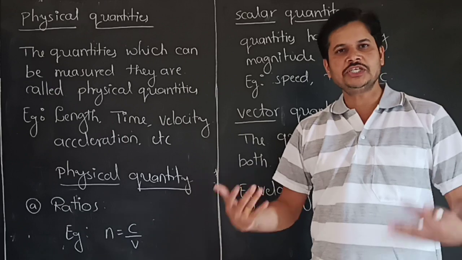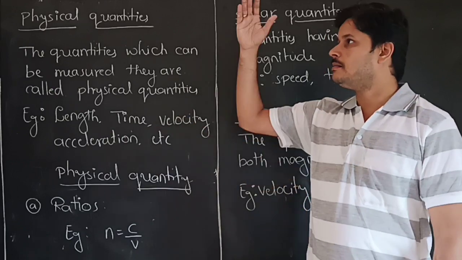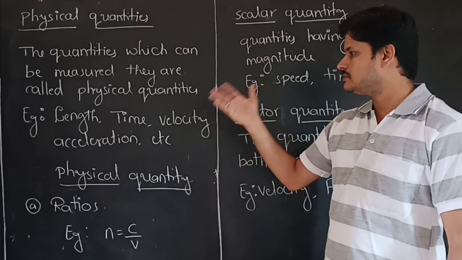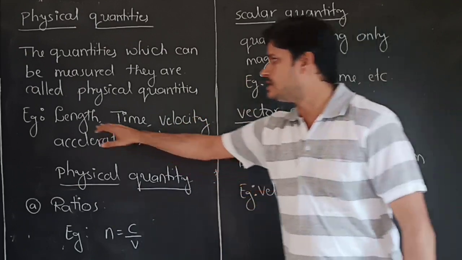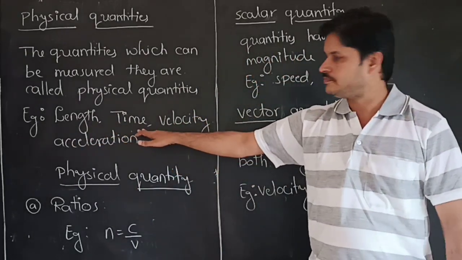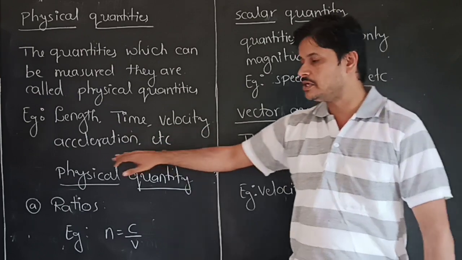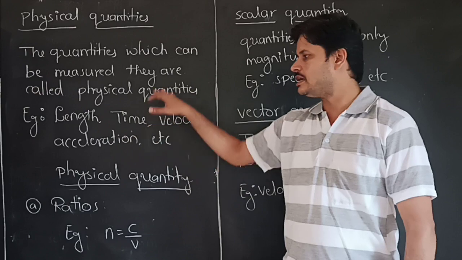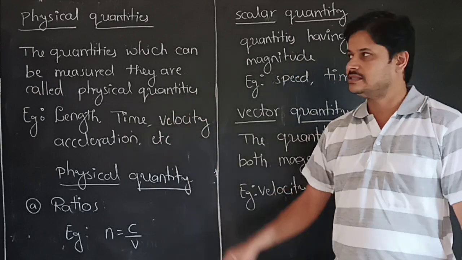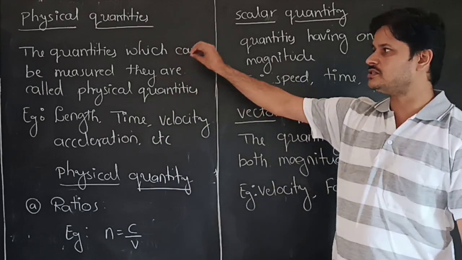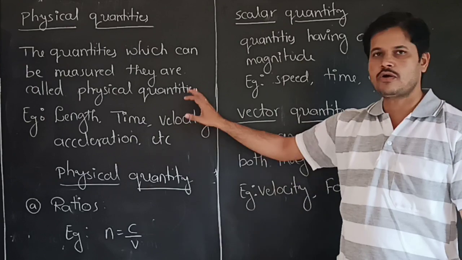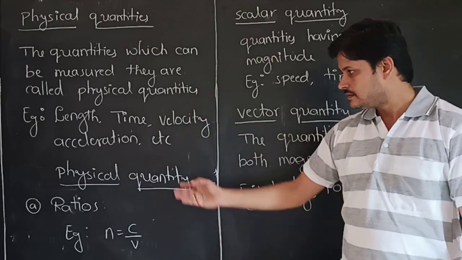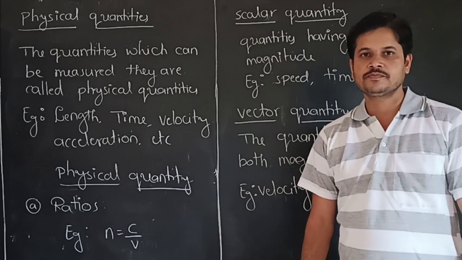For example, can we measure the length of the board or the length of a person or the length of anything? We can measure the length. We can measure the time, we can measure the velocity, we can measure the acceleration. All these are called physical quantities. Right? This is the simplest definition. The quantities which we can measure are called physical quantities. Okay? There are different types of physical quantities.